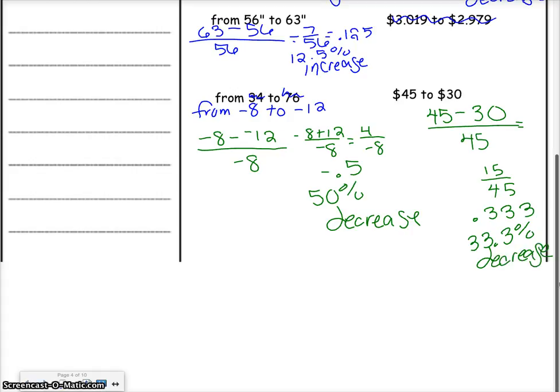They are on sale for 33.3%. But you know what? They never do that. They always would just round to 33%. Stores don't show the 0.1%.